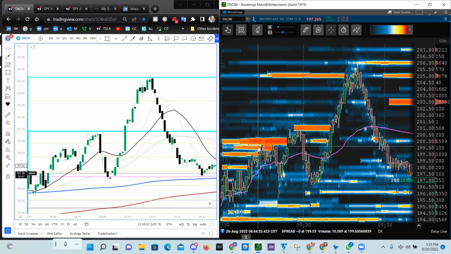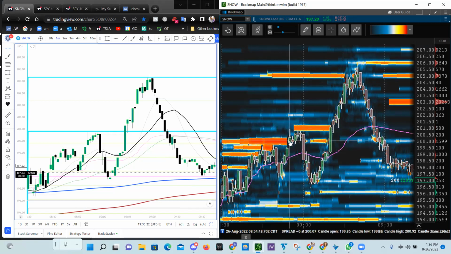So in these instances, I like to get multiple entries out of a play like this. And that's exactly what I did on the entries and exits. So let it push up to 199 initially, got our quick dump off of that. We took that off, got it pushed right back to 200, took advantage of that, got a dump into the 197s. And then finally, we get some liquidity come in at 201, and we proceed to push all the way up to that.